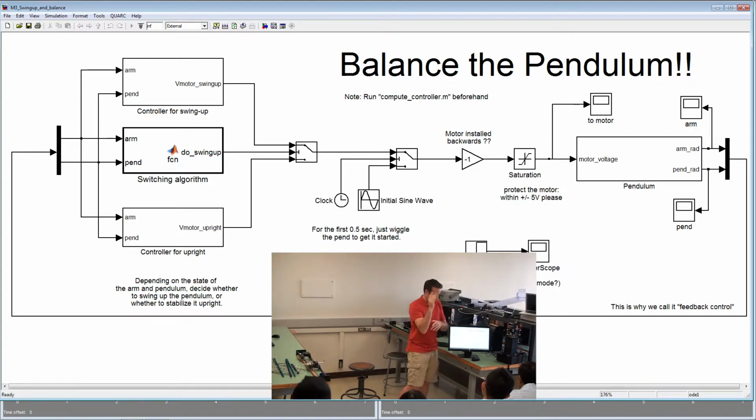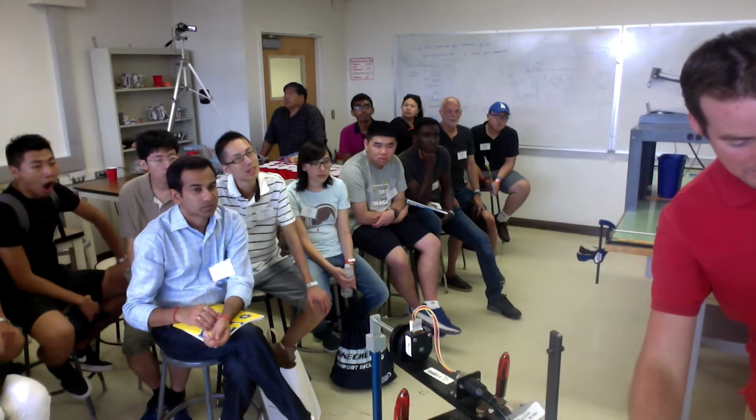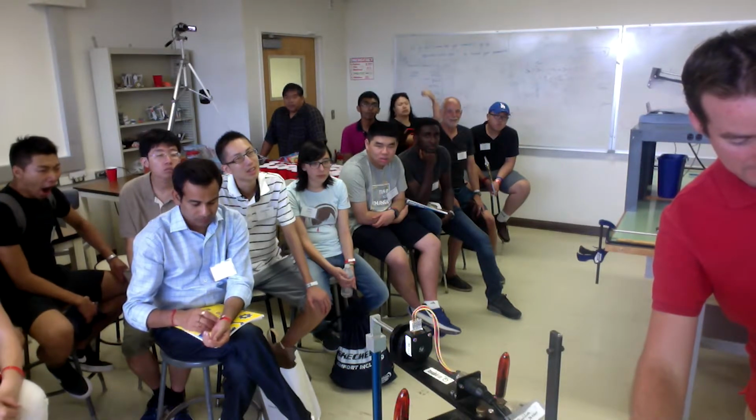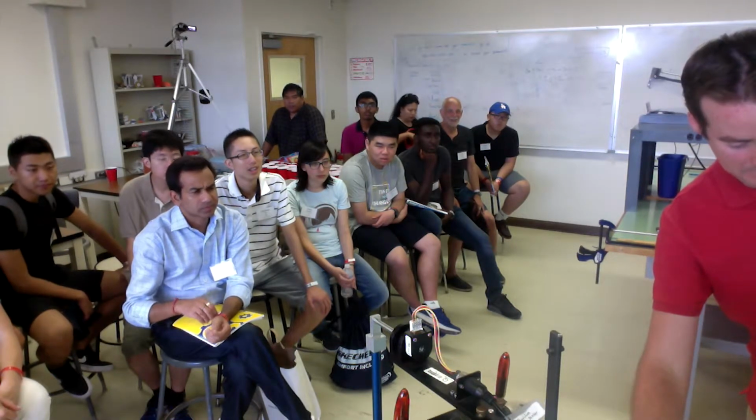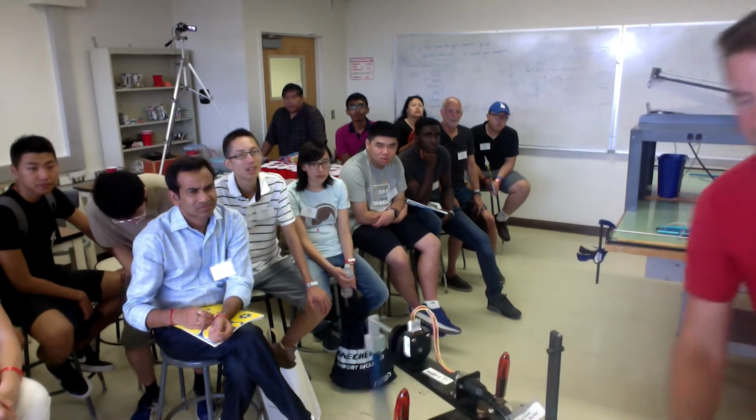Once it gets up to the top, then this other balancing controller kicks in, and it just pays attention to the angle of the pendulum and makes very minor corrections. So those are very different problems, so there's two different controllers for doing it, and this one will switch back and forth between them. Okay, so let's see it do it. We'll connect to the hardware. Okay, and here we go.